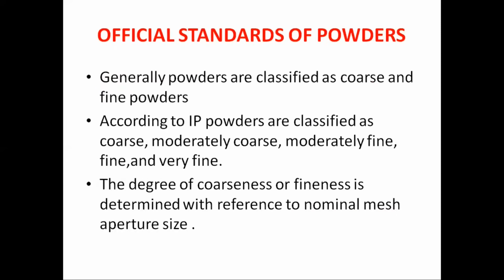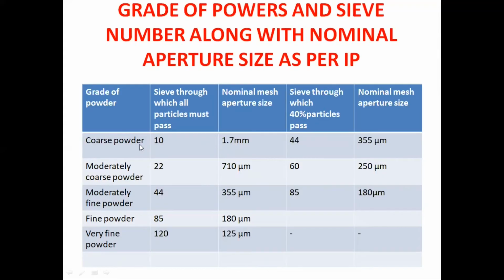Now let's see official standards of powders. Generally, powders are classified as coarse and fine powders. According to IP, powders are classified as coarse, moderately coarse, moderately fine, fine, and very fine. The degree of coarseness or fineness is determined with reference to nominal mesh aperture size. Here you can see different grades of powders and sieve numbers along with their nominal aperture size as per IP.